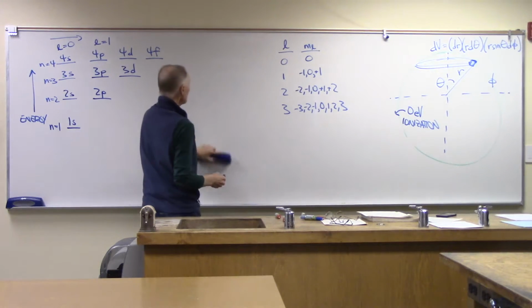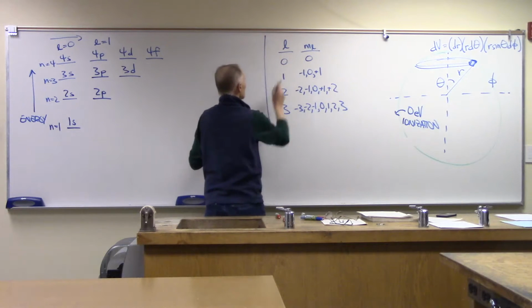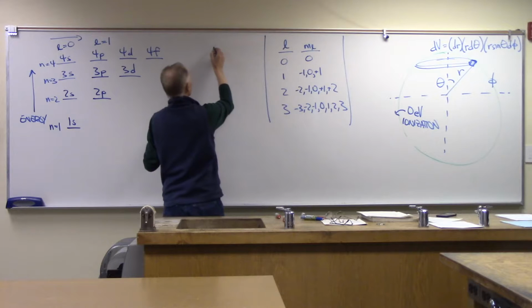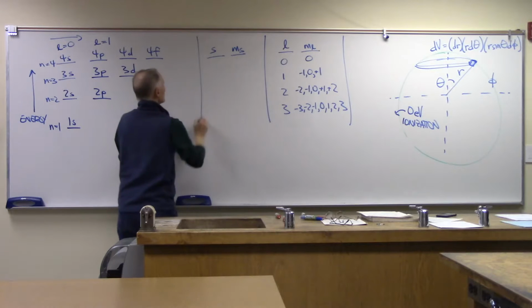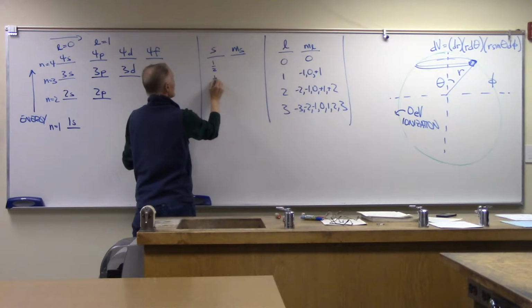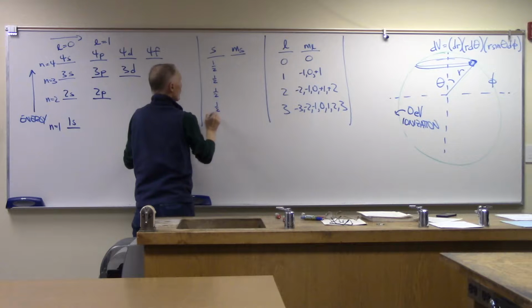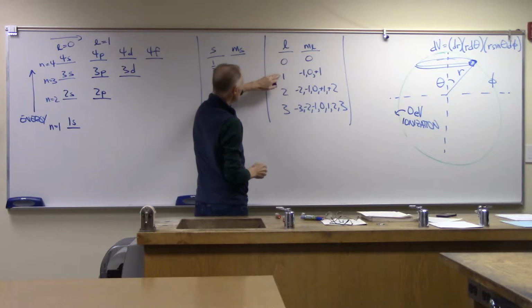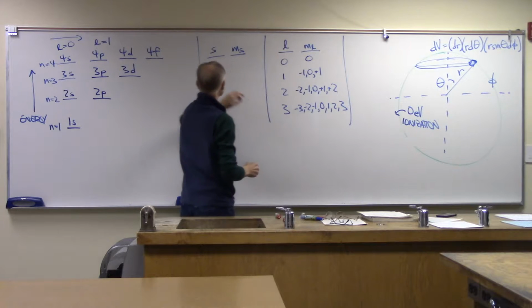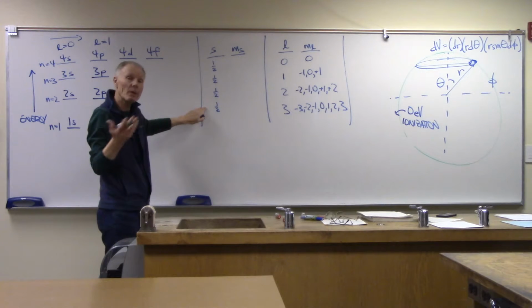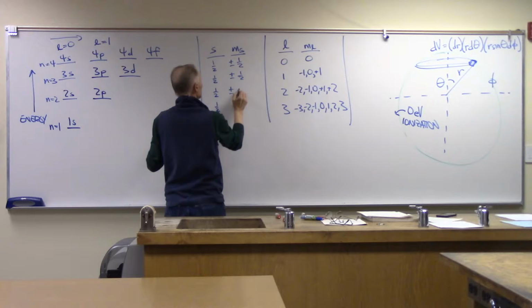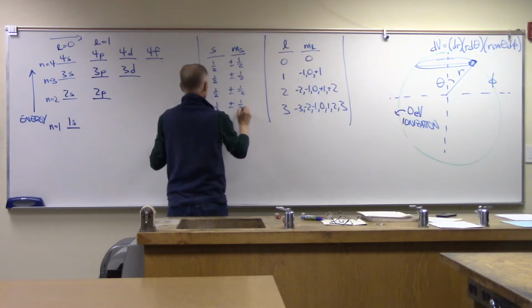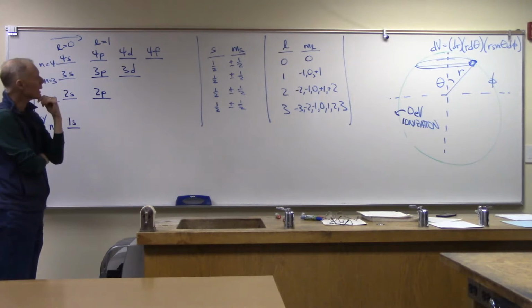So if we say, for a particular set of L and M sub L, let's put in the S and the M sub S. Now, we know that the S is always going to be 1/2. So as we go down through these different possible values of L, the S's aren't changing. Now, the M sub S's for each state could be plus or minus 1/2, plus or minus 1/2, plus or minus 1/2.